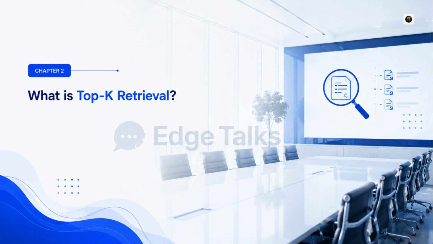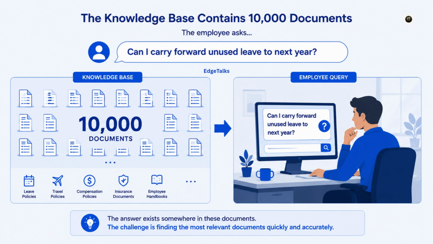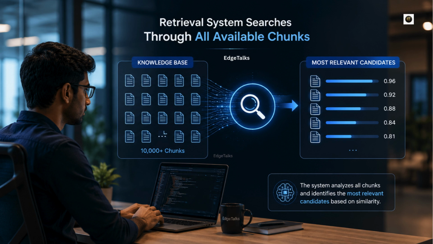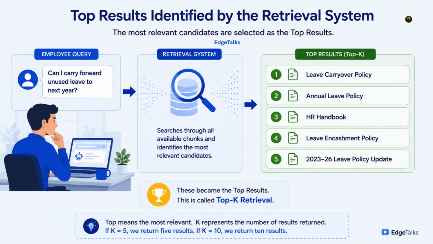Now let's understand what is Top-K retrieval. Let's say the knowledge base contains 10,000 document chunks. The employee asks, "Can I carry forward unused leave to next year?" The retrieval system searches through all available chunks and identifies the most relevant candidates. For example, leave carryover policy, annual leave policy, HR handbook, leave encashment policy, leave policy update. These became the top results. This is called Top-K retrieval.